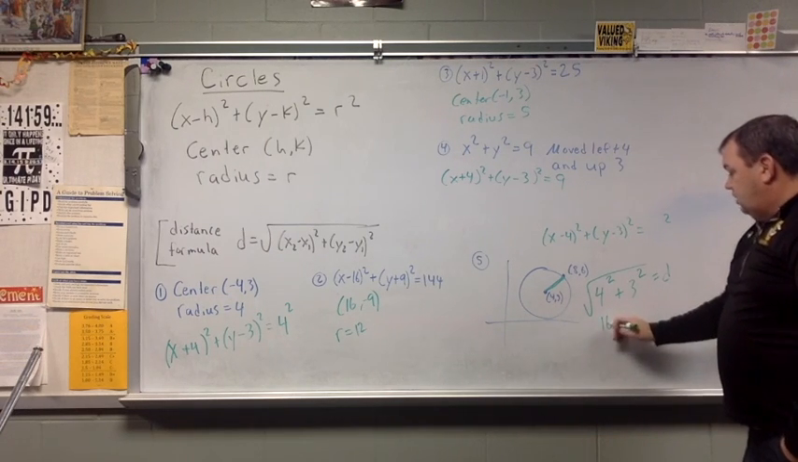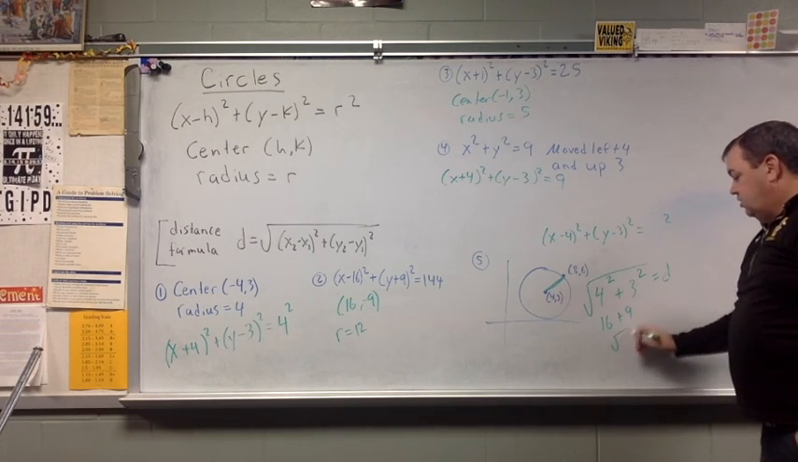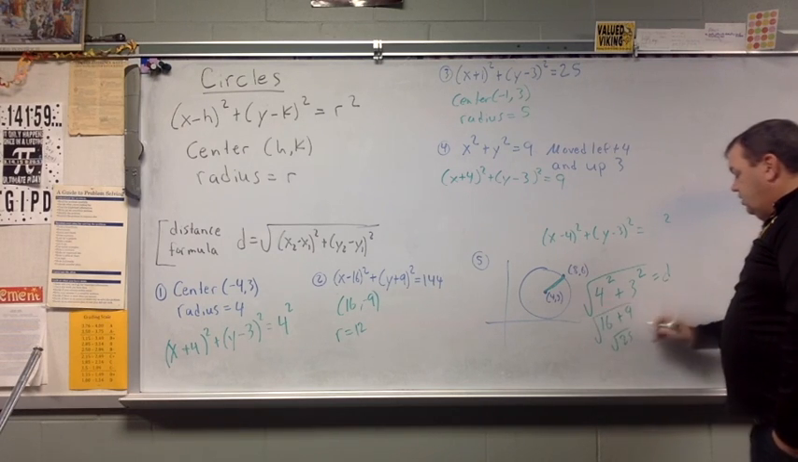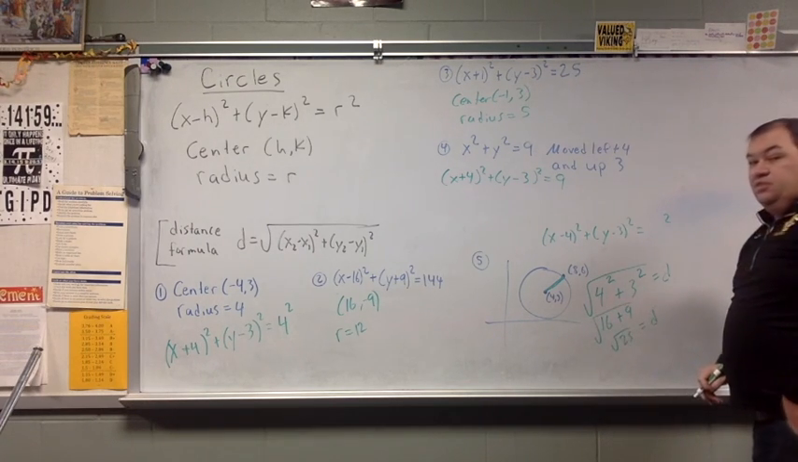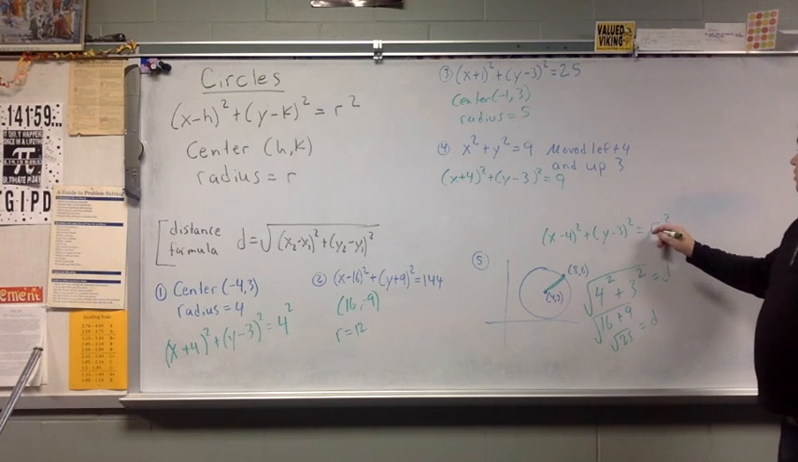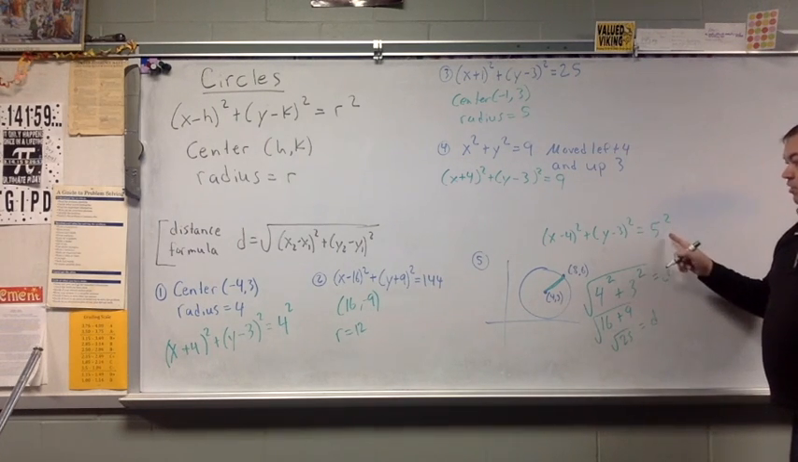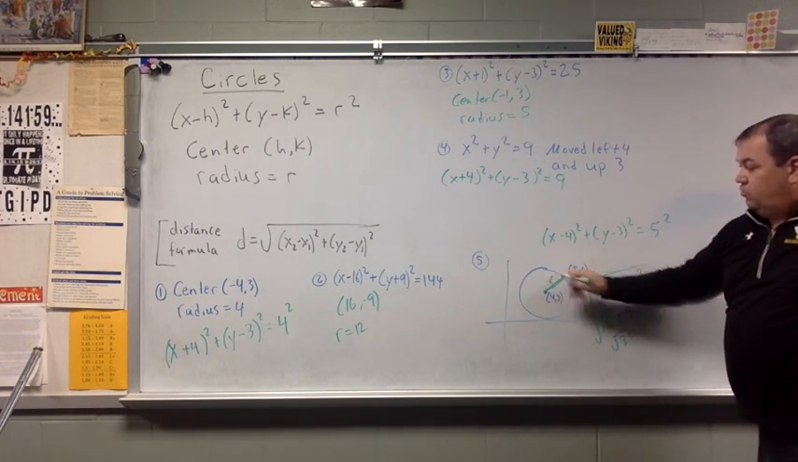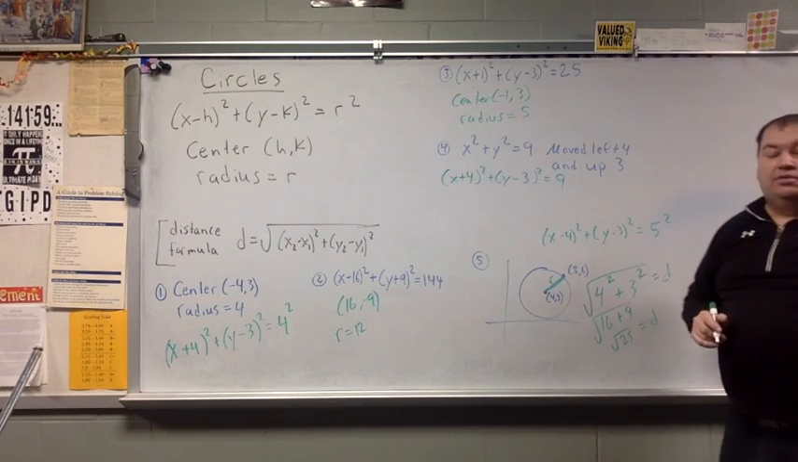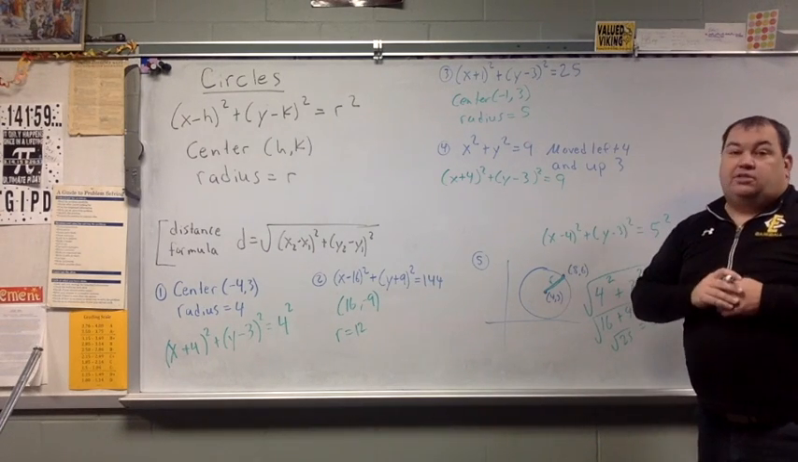So I have 16 plus 9, that's 25. So that means this distance is 5. 5 squared, or I could put the 25 in there. Now I know what my radius is. And that's all there is for the conic sections on circles.